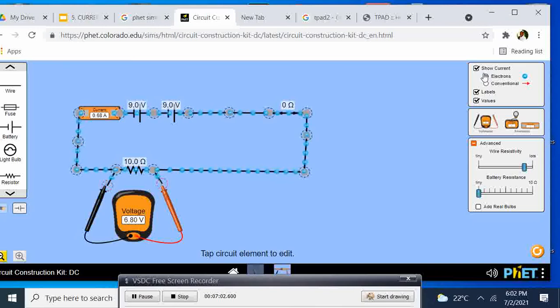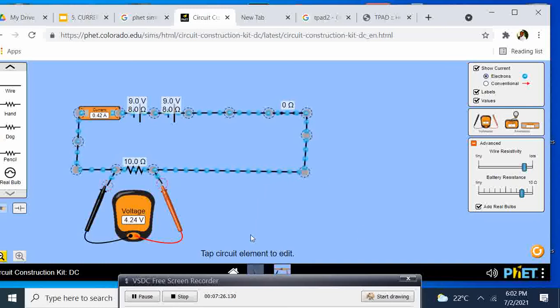So remember, the resistance tries to resist the flow of electrons. I can also vary the resistance of the cell. You see, currently the cells have zero resistance. If I increase the resistance of the cell, it means the cells cannot supply as much current.